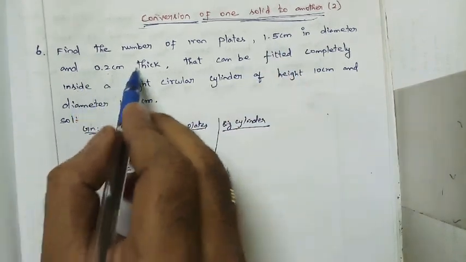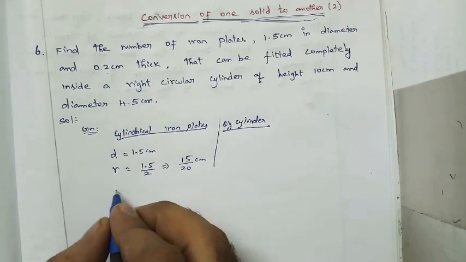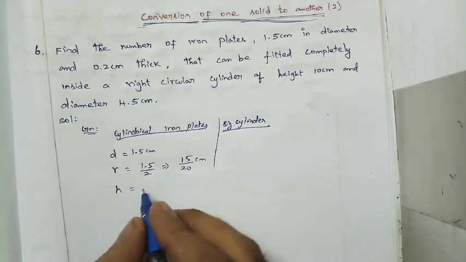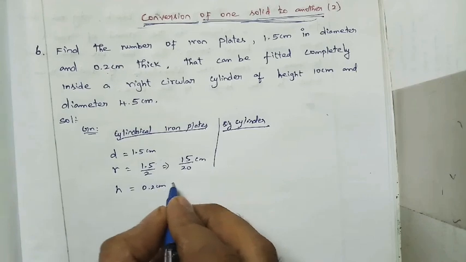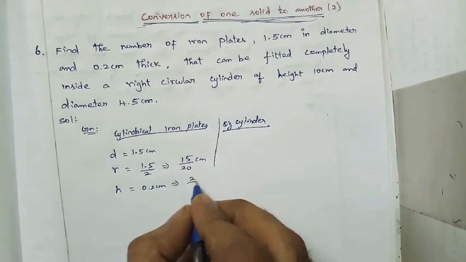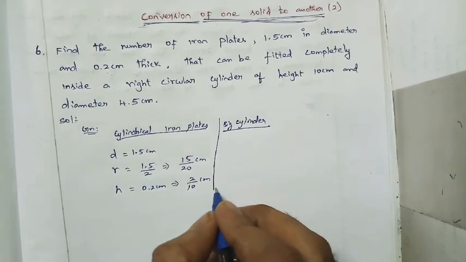Next, thickness. What is thickness? Thickness is nothing but height. The height of the cylindrical iron plate is 0.2 centimeter. Convert it into a fraction: 2 divided by 10 centimeter.